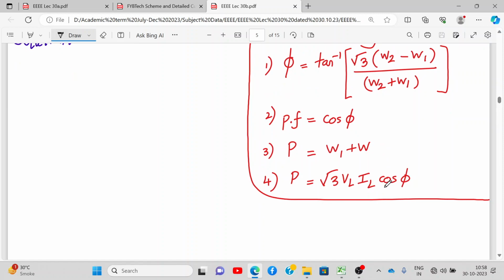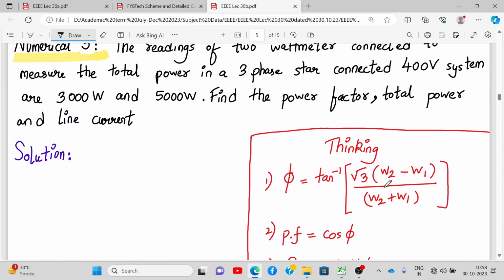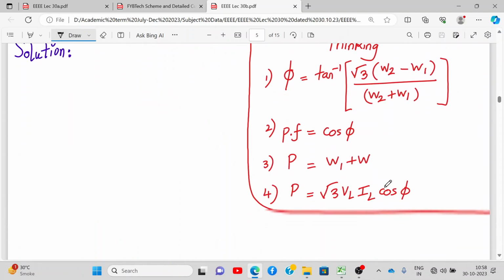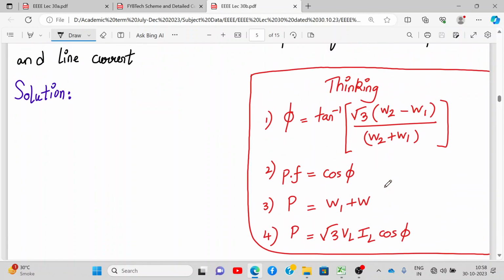How will you find the line current? What is power given by? Root 3 VL IL cos phi. You know power P, right? You know root 3 VL, right? IL you can find out. So IL will be power divided by root 3 VL into power factor. So in this way you will write the answer. So note down the answers please.